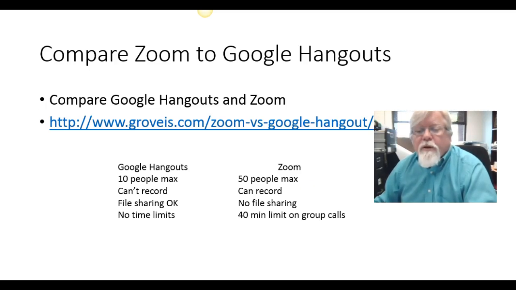If you want to compare Zoom to Google Hangouts, here's a page you can look up. Google Hangouts has 10 people max, whereas Zoom has 50. Google Hangouts can't record, Zoom does. File sharing is okay though. On Google Hangouts you can send something to the people in your meeting, but on Zoom you can't. And Google Hangouts has no time limit, but Zoom's free version has a 40-minute limit on group calls.